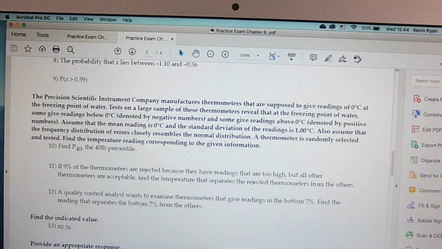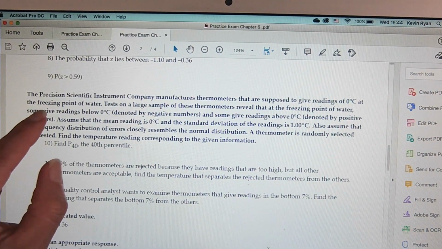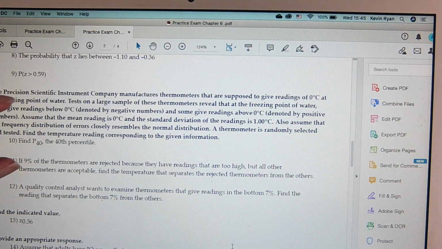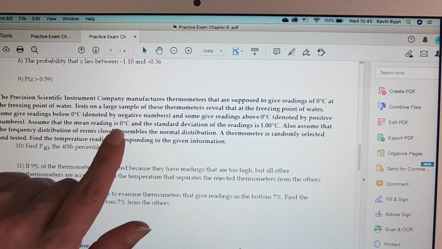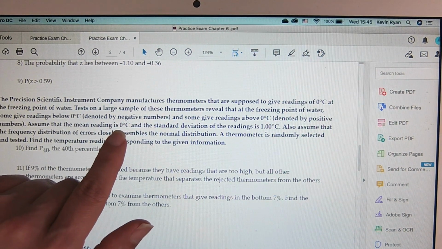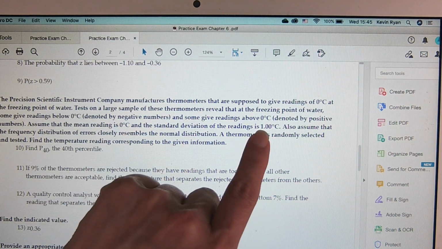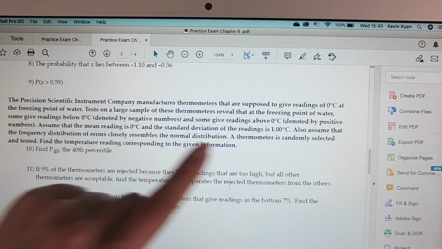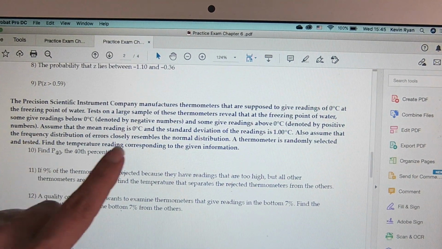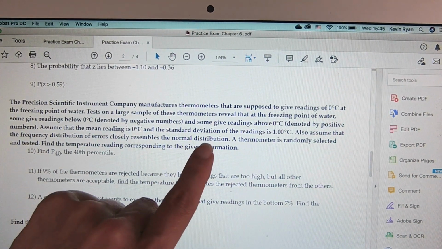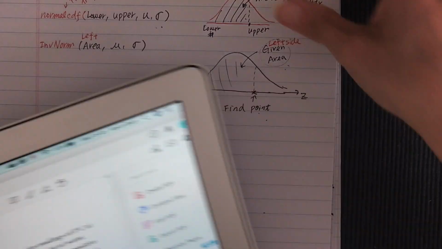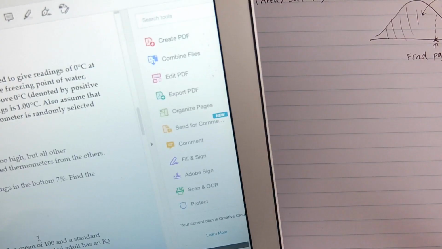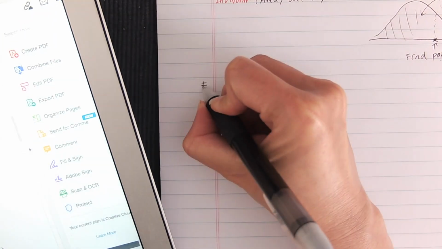Yes. So what they're saying is, I know this looks like a really long statement, right? But pretty much what they're saying is, mean is 0, standard deviation is 1. They assume, did you see, it's a frequency distribution. It's normal, meaning it's a bell shape. Let me write the picture. So this is number 10.